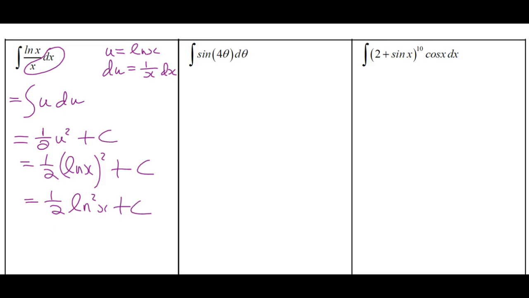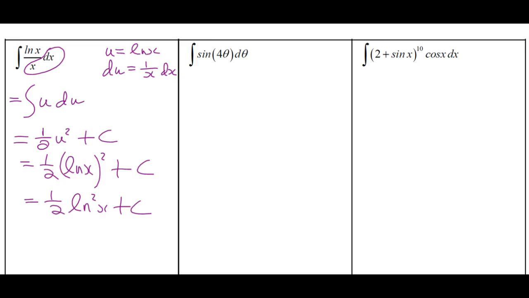Can't you bring the 2 down? Oh, wait, no. Okay, it's not on the x, it's on the whole thing, right? Squared. It's the ln of x, that quantity, that's being squared. It's not the x that's being squared. Okay, so you can't bring it down. No, you can't make it a 2 ln x.